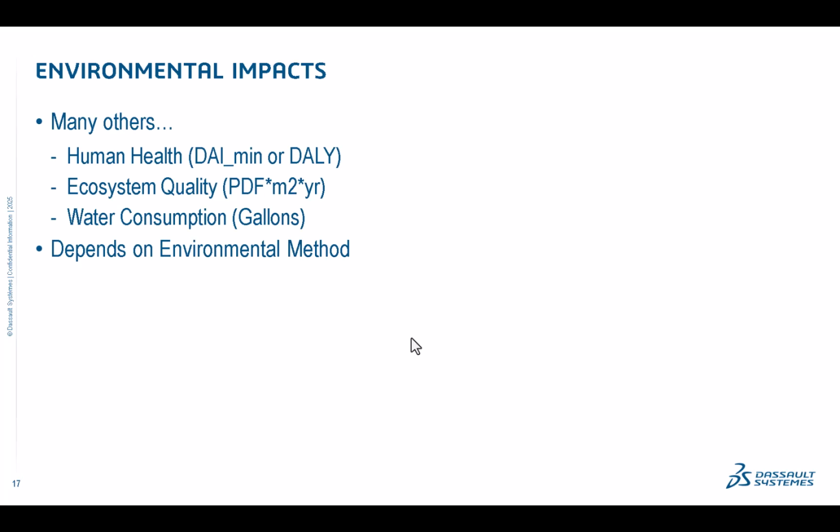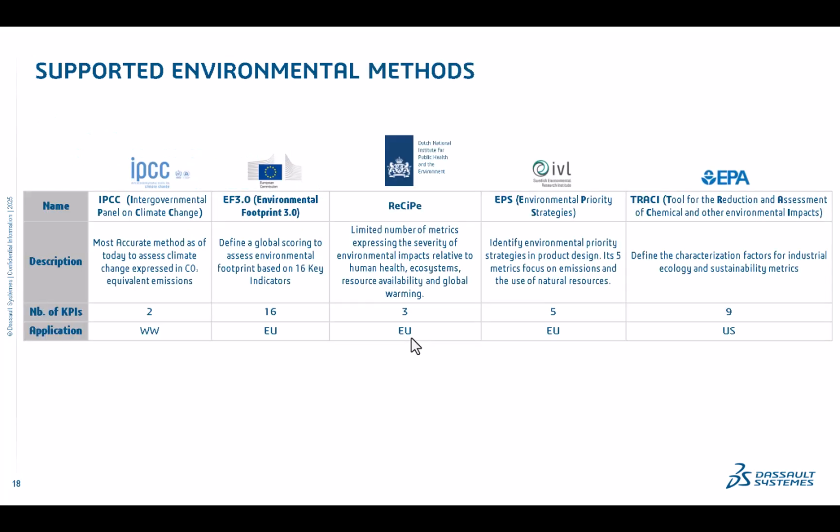There's disability-adjusted life years, which is a measure of impact on human health, ecosystem quality, which considers extinction rates caused by human activity, potable water consumption, and many others. And again, the calculated environmental damage categories depends on your environmental method. And there are many environmental methods.